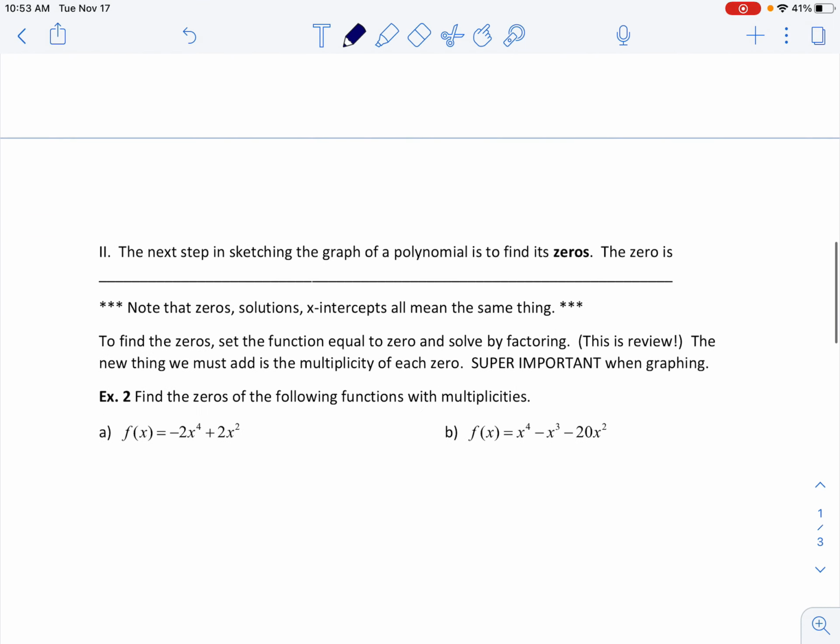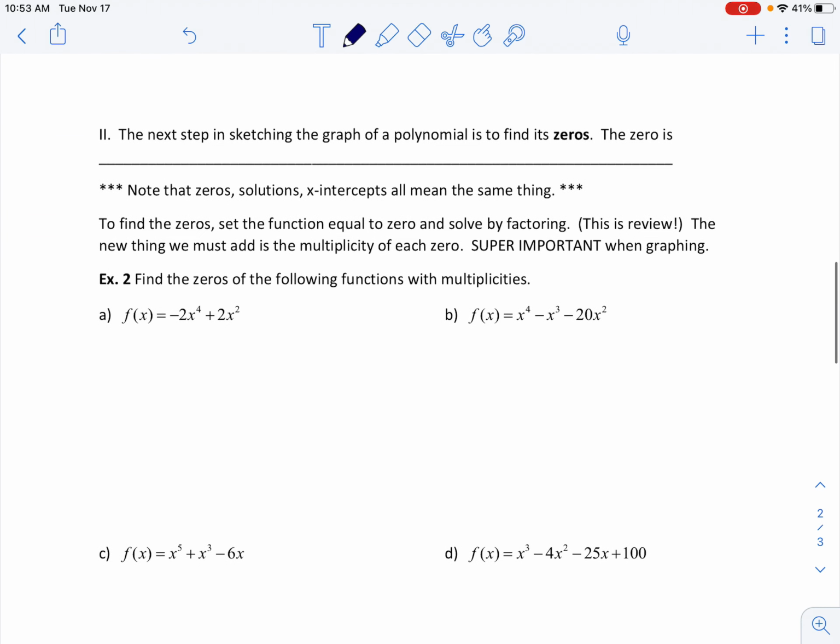Now, the next step when you're sketching the graph of a polynomial is to find its zeros. Now, you guys remember the zero is where your graph crosses the x-axis, and this is super important. Remember, how do we find the zeros? Okay, and we did this yesterday, so you should hopefully remember this.